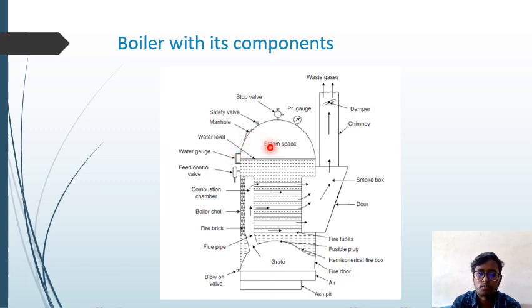enter and clean and check the steam space, and it is a stop valve, and it is the pressure gauge to indicate the amount of pressure, and it is a chimney where the exhaust waste can get out, and it is a damper which controls the excess heat removed in the chimney, and it is a door. Here are the fire tubes and the fusible plug. We can see the important parts and their functions in the upcoming slides.